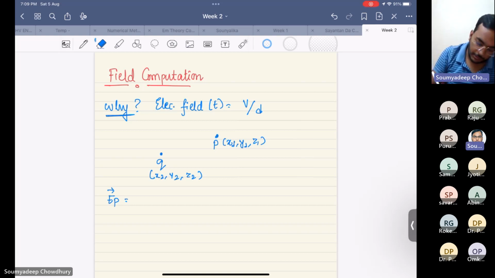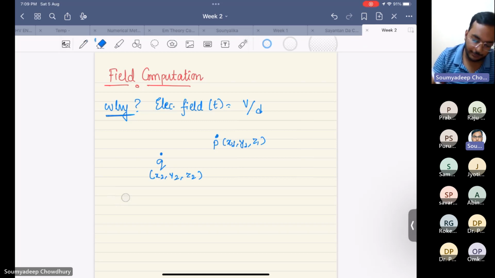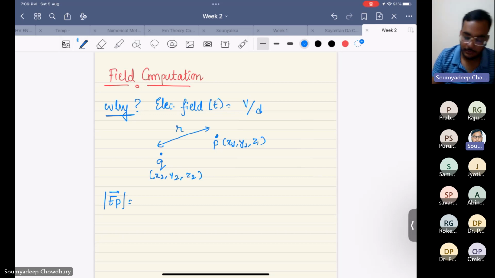Okay, yeah, you're correct. Maybe you're telling it some other way. Anyone else? The normal vector form in terms of the distance between these two. Okay, first you tell me the scalar form. Suppose this distance I am also giving, say it is R. Now you tell me what is the electric field at P.